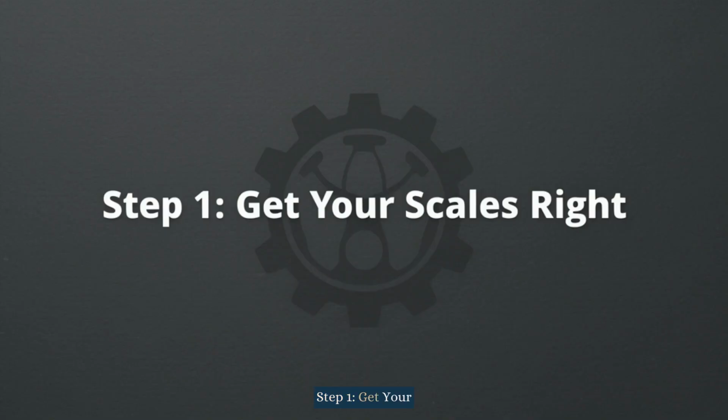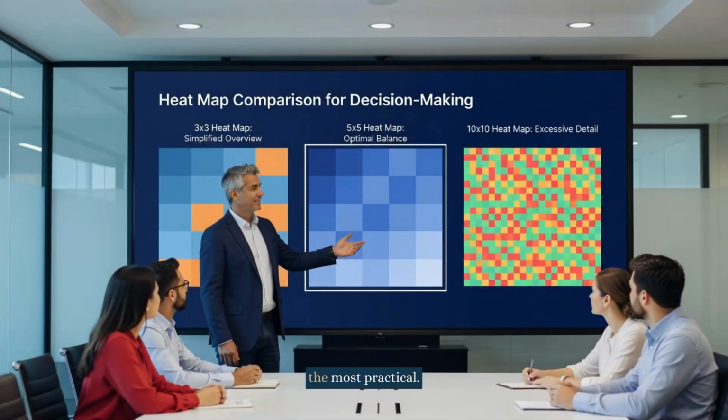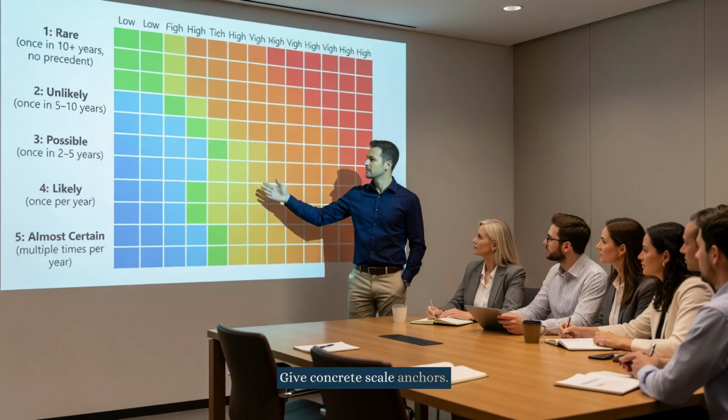Step 1. Get your scales right before you plot anything. The most important decision is your likelihood and impact scales, and most organizations get them wrong. A 5x5 matrix is the most practical. 3x3 is too blunt for nuance, while 10x10 creates a false sense of precision that you likely can't support with data. Give concrete scale anchors. Don't just say high likelihood, define it.